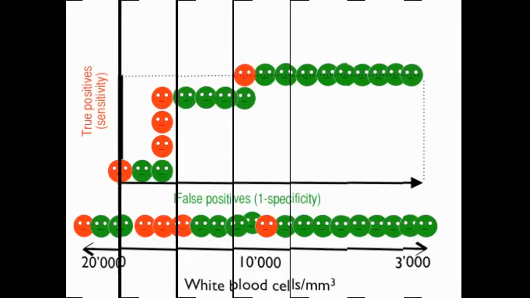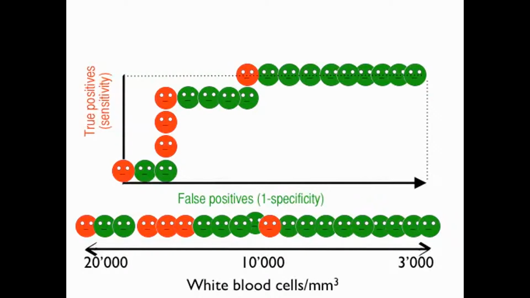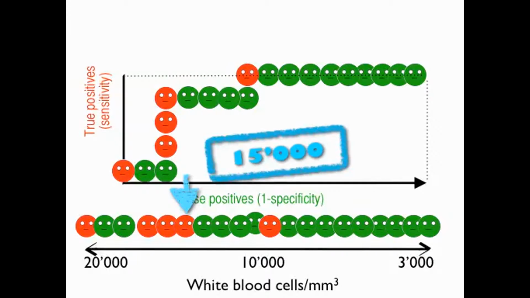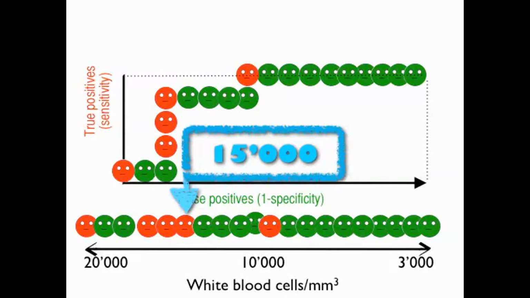Now let's obtain a cutoff point. The cutoff point is usually obtained by a computer program, but this is usually the process. Imagine these arrows. Which one is the shorter arrow? This represents the best cutoff point in this test. In our case, it is 15,000 white blood cells per cubic millimeter.